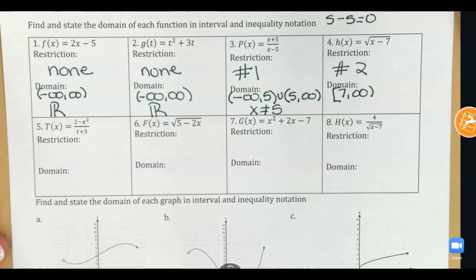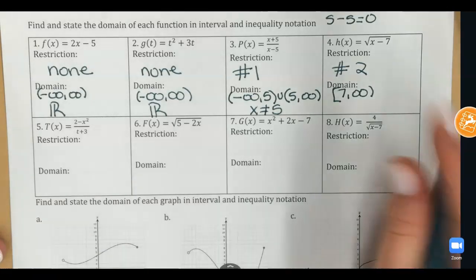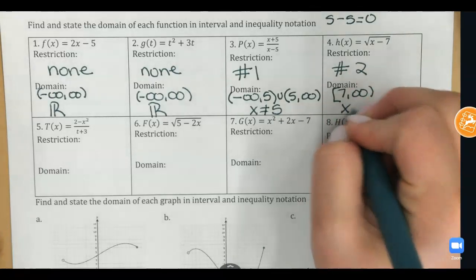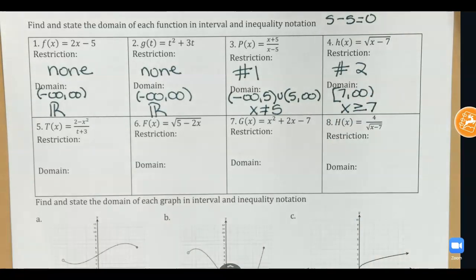I can plug in 7 here and have an output. So that's my interval notation. My inequality notation would look like x is greater than or equal to 7.